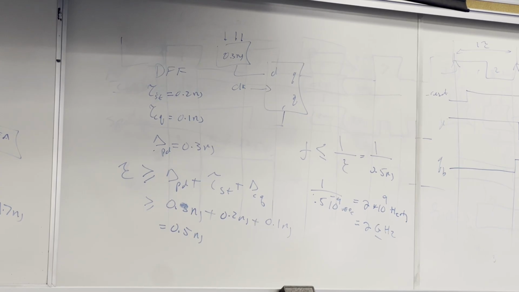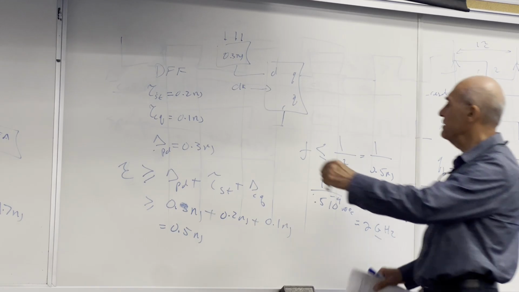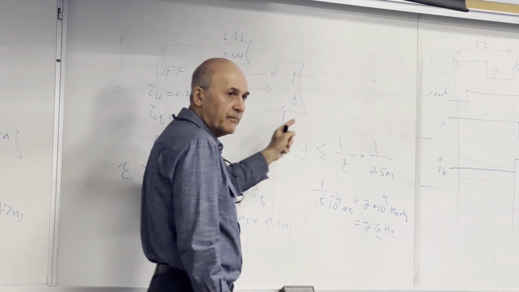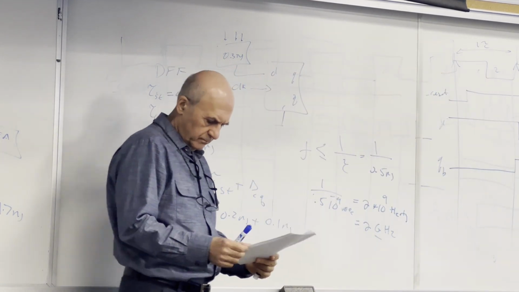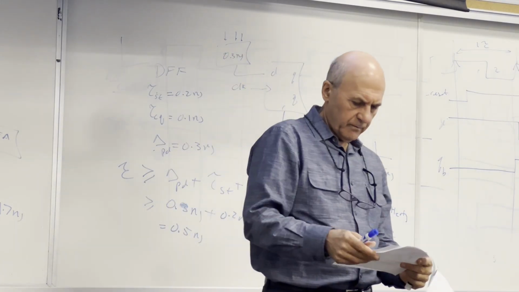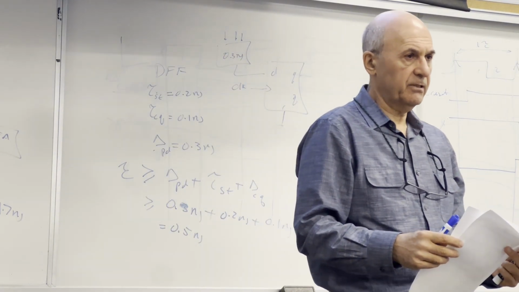Where were you given the clock to Q on that? It's given now. You are determining the clock. You are determining how fast you can run this system. Okay, I guess we were given the parameters of the setup time and the hold time. You're determining the clock. Okay.